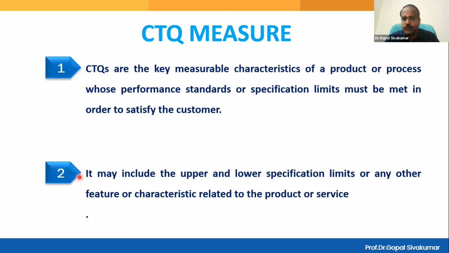In Swiggy or Zomato, what is the CTQ for a business like that? Delivery time. Every time you book food in Swiggy, it shows the expected arrival time of the food. It will say 30 minutes. What does it mean? Is it the targeted time? You are wrong. It is the upper specification limit. The maximum tolerable limit is 30 minutes.